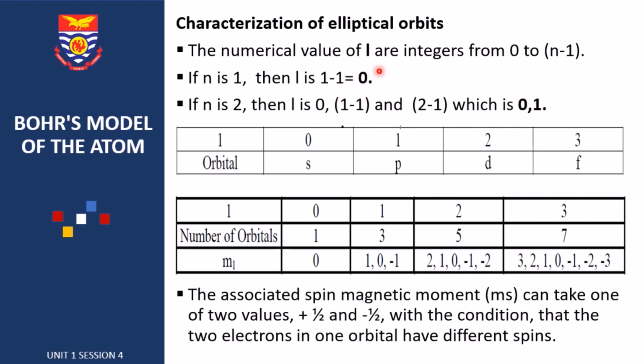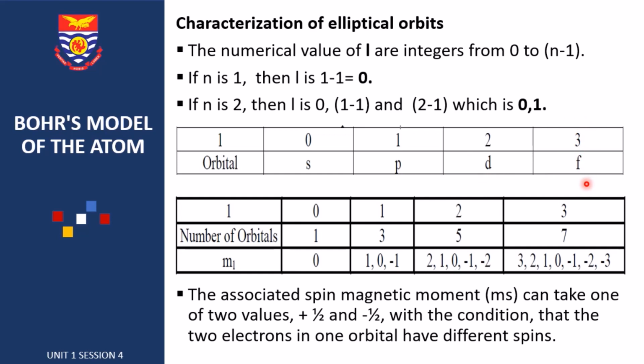These L values that we have gotten can be represented using letters. So if you have an L value of 0, it is the s orbital. If the L value is 1, then it is the p orbital. If the L value is 2, d orbital. If the L value is 3, it is the f orbital.